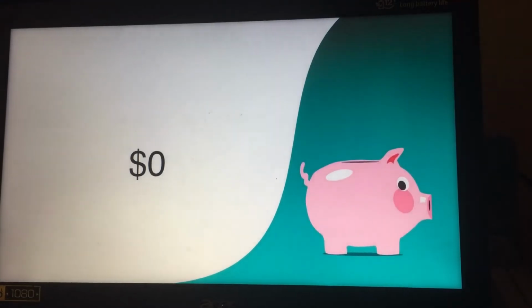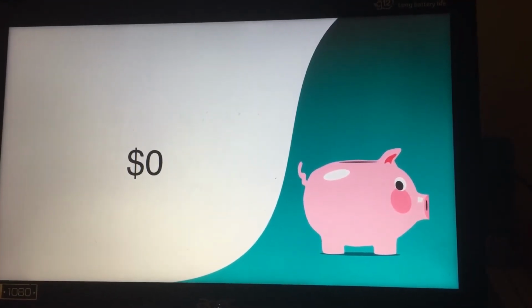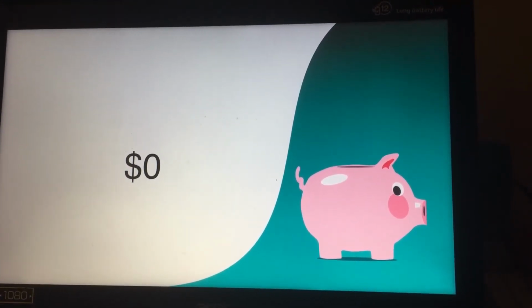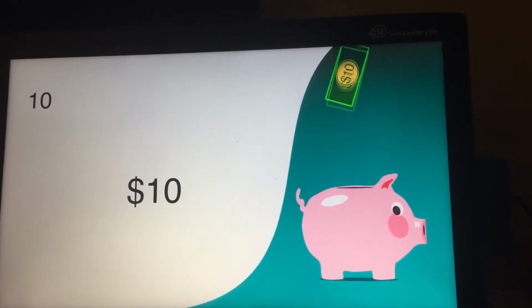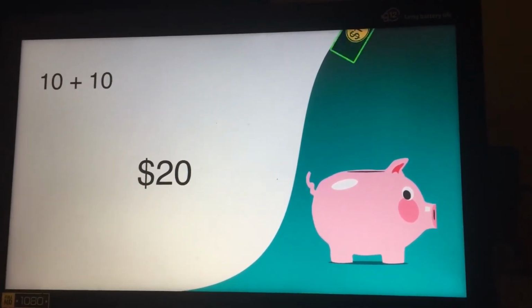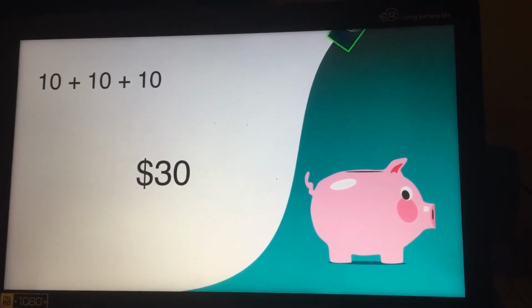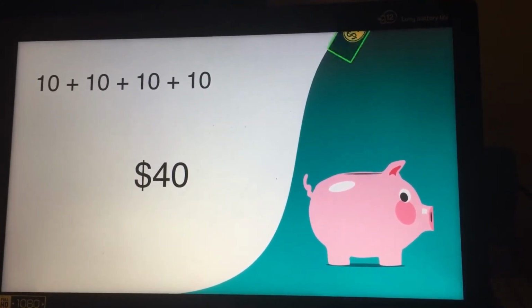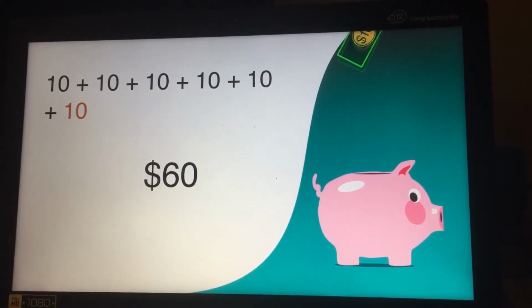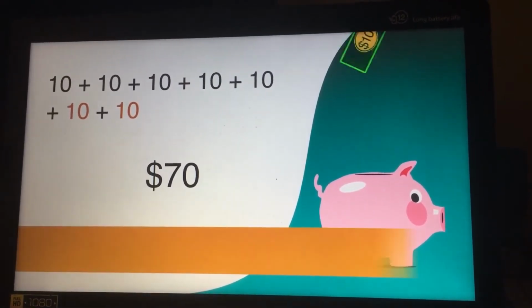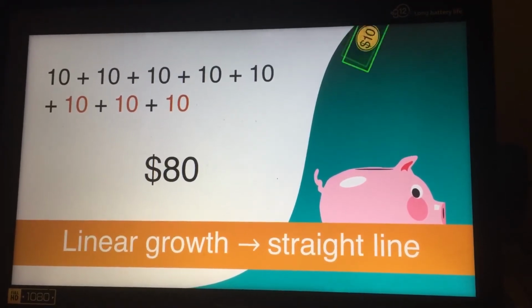For example, if you deposit $10 into a piggy bank every week, your savings grow at a constant rate. At the end of the first week, you have $10. At the end of the second week, you have $20. At the end of the third week, you have $30. Fourth week, $40, and so on. Every week, you're adding $10. If you find yourself adding the same amount to achieve each new step of growth, you're talking about linear growth.